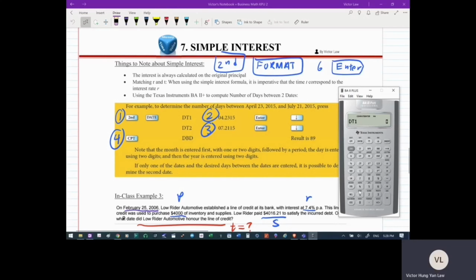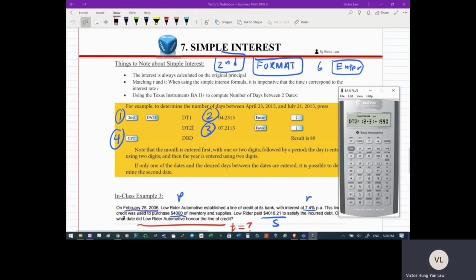04.2315. Once we type that number in, we press enter, and then you will see on the screen that now we have April 23rd, 2015. The financial calculator recognized that we have April 23rd, 2015. And then we arrow down once, and then we're going to see DT2. So DT2 is the second date.